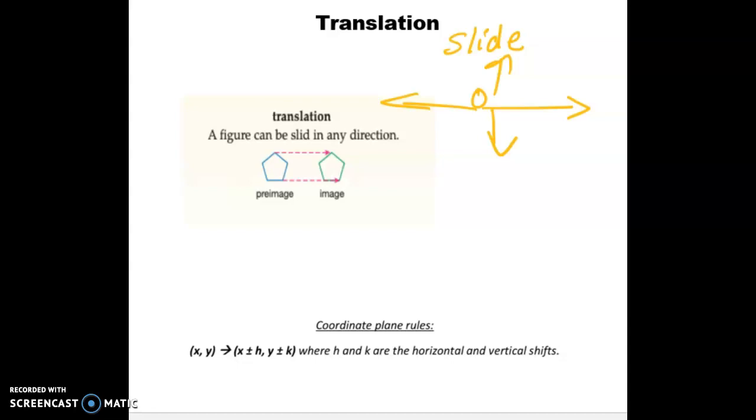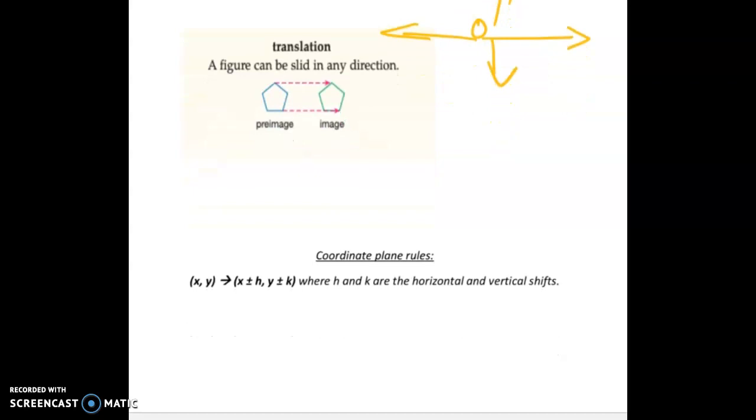So the coordinate plane rule for translation is: if the coordinates are x and y, based on what is being asked, we can add or subtract the x coordinate, and in the same way add or subtract the y coordinate. In this case, they are represented as the horizontal and the vertical shift.